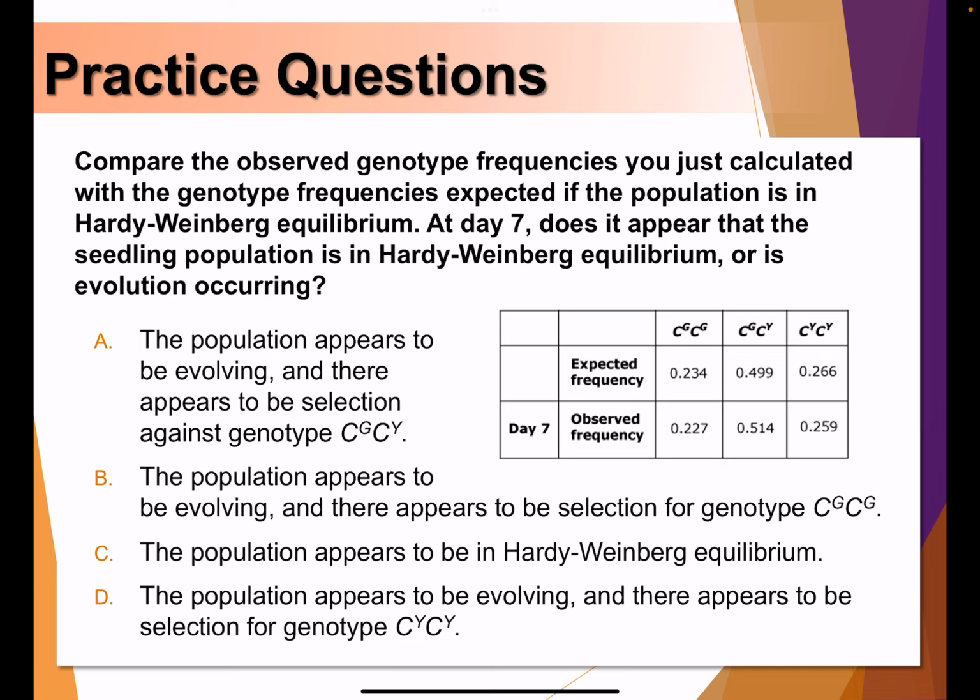Okay, compare the genotype frequency at day 21 to the expected frequency and observed frequency at day 7. What appears to be occurring? So here's day 7, here's day 21, and their observed frequency. What should be happening? The population appears to be evolving, and there appears to be selection against genotype CY. Why? Because this has stayed about the same. This has increased quite a bit, and then this one has actually decreased in frequency. So that's why it's selecting against CY.